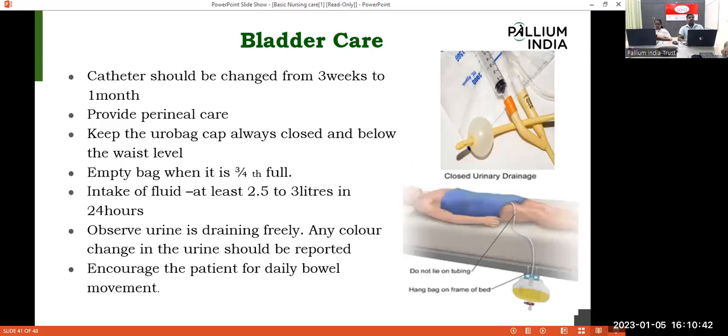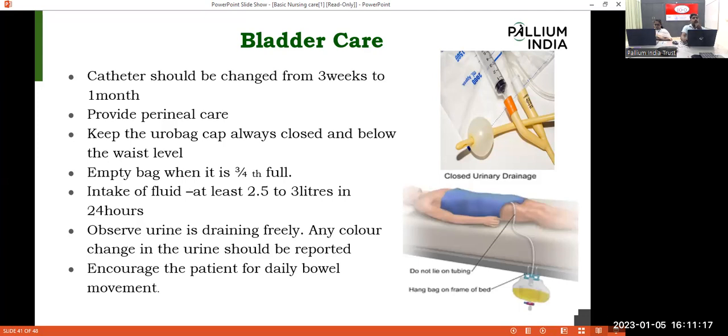Then what are the things we need to do as bladder care? First, in indwelling catheterization, if we are using a Foley's catheter for the patient, it should be changed once in 3 to 4 weeks. In our setting we practice changing the Foley's catheter monthly. But if we use a silicone catheter, we can use it up to 3 months. Once in 3 months only is it needed to change the silicone type of indwelling catheter.